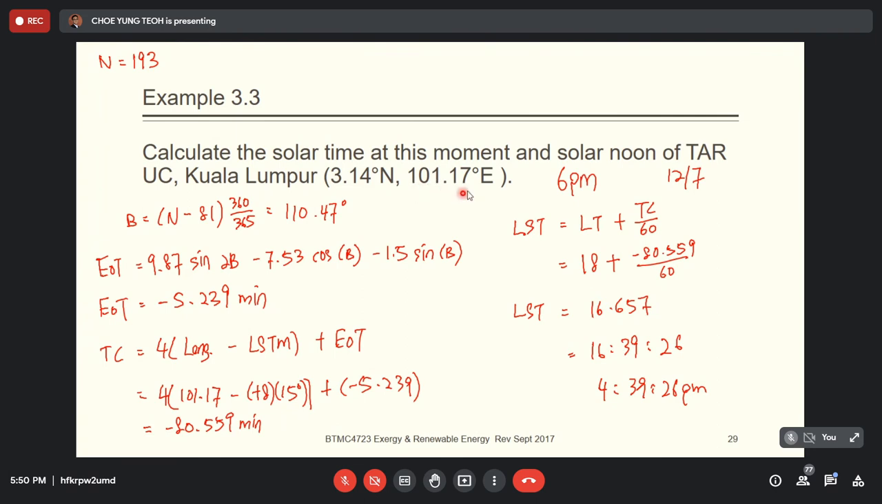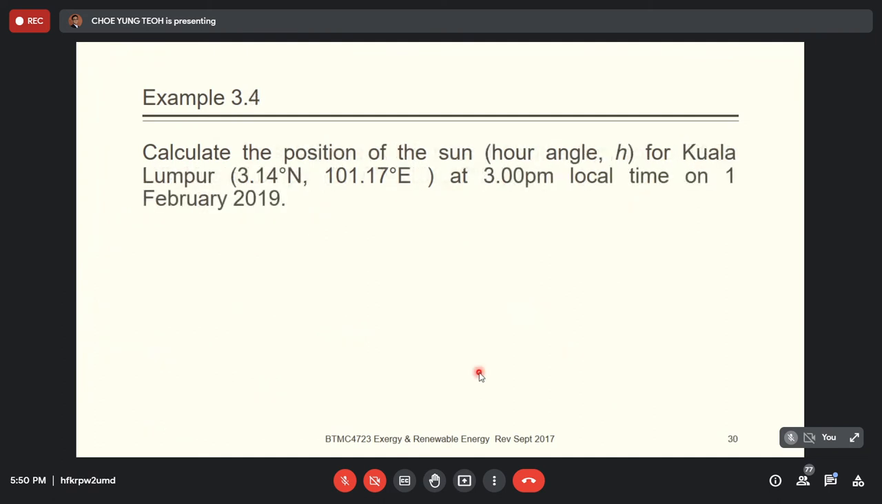And let's say this one is not east, it's west. You have to put negative. But again, this time zone must be negative as well. It won't be that the longitude is positive but the time zone is negative, not possible. Okay, let's move to the next example, example 3.4. Maybe you can try.